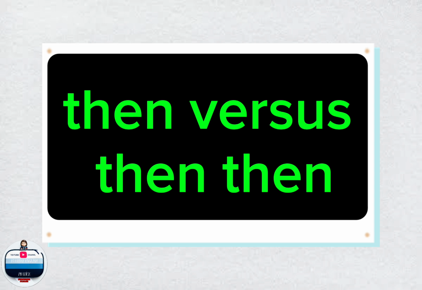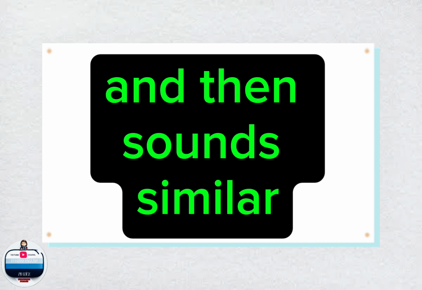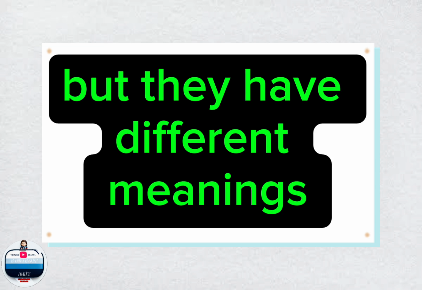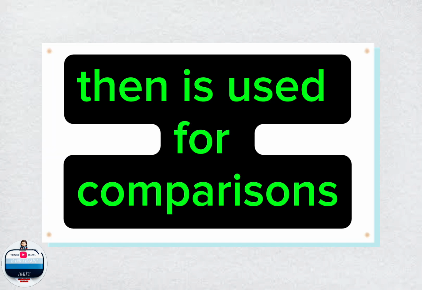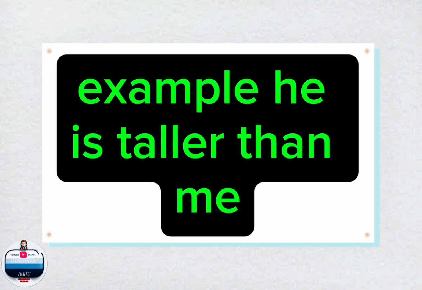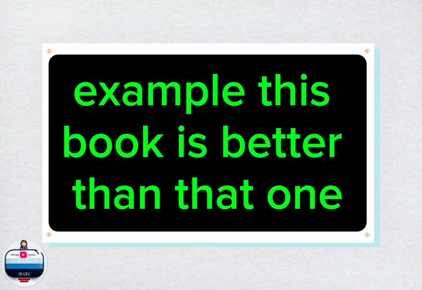Than versus then. Than and then sound similar, but they have different meanings. Than is used for comparisons. Example: he is taller than me. Example: this book is better than that one.